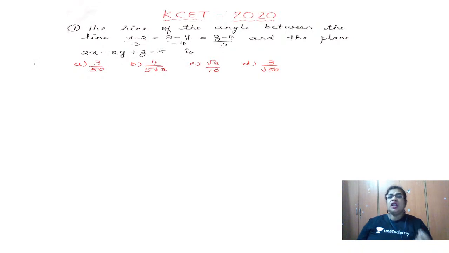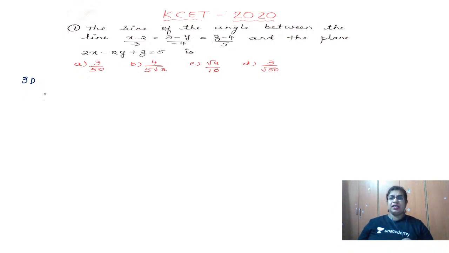This is a question from the chapter 3-dimensional geometry, 3D geometry. Okay, so yes, first let us understand which chapter it is. So 3D chapter. What is asked? They've asked us the sine of the angle. So that means sine theta is asked. Okay, so we have to find what is sine theta. And what is the sine theta formula?